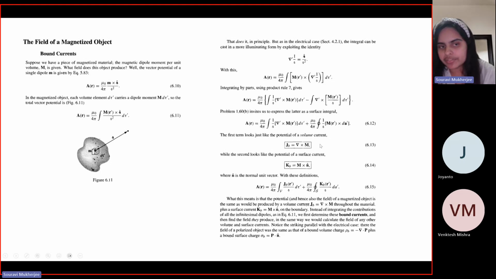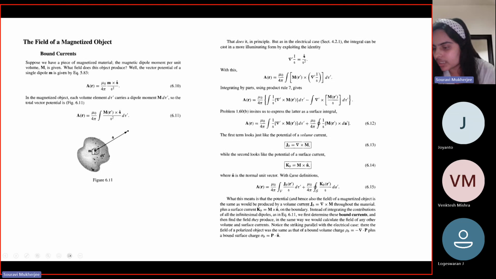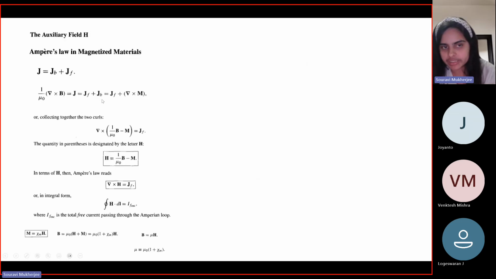Ideally, if you have some magnetized material and you know the magnetization, you can write the field due to this magnetized material in terms of these two currents. One is the volume current, another is the surface current. So this is the curl of M that you finally use in the expression of your Ampere's law for magnetized materials. Is this clear?